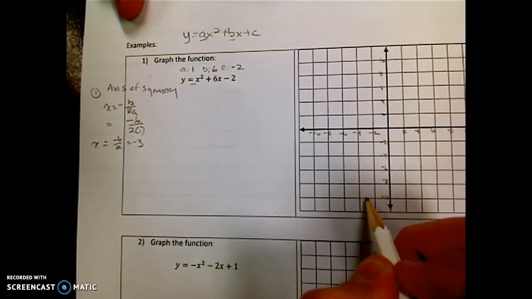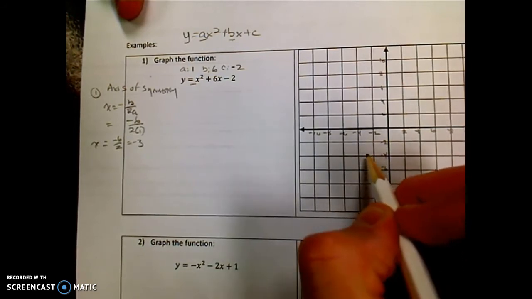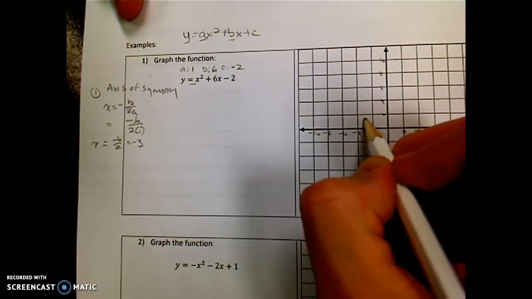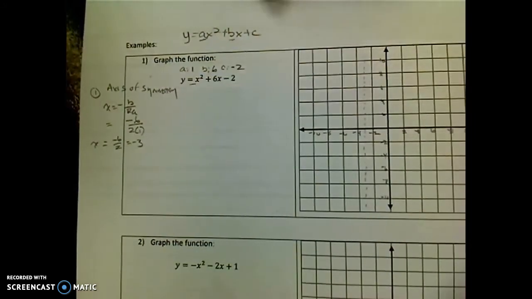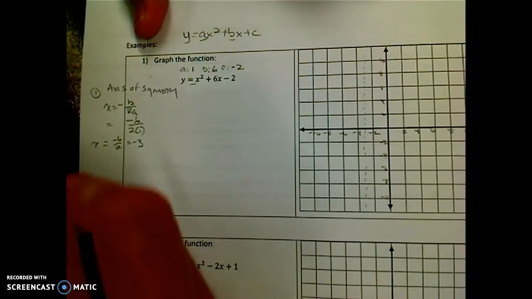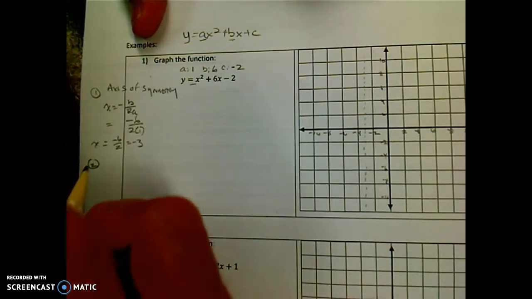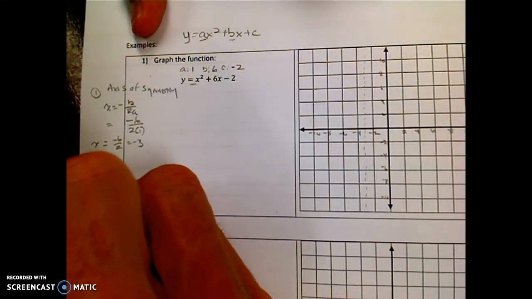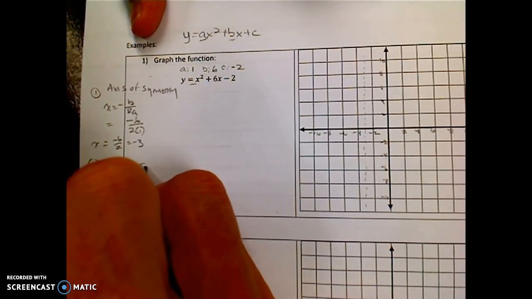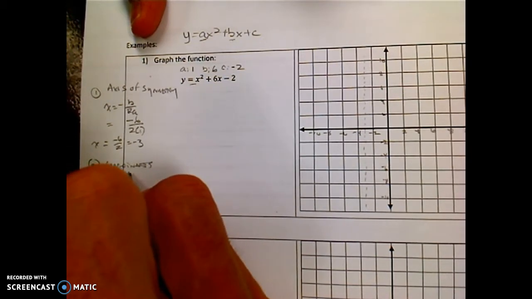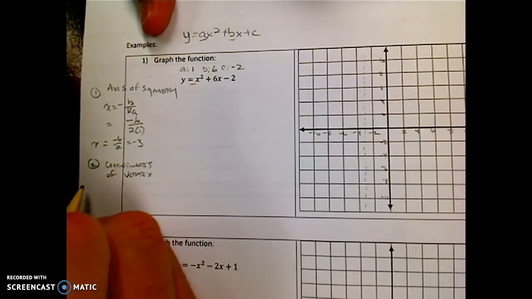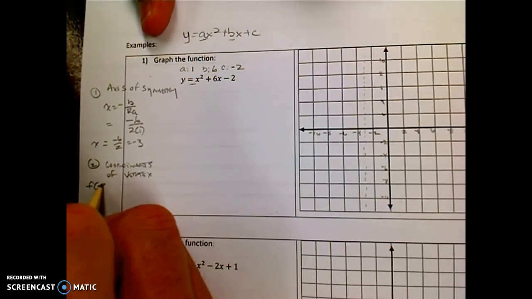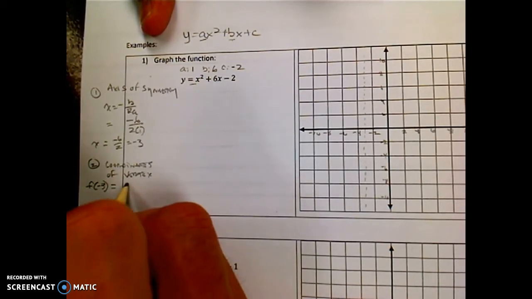And I'm going to go to my coordinate plane, and I'm going to draw in that axis of symmetry right now. I want to get a visual on this as I go to work through the graph. Second, I need to find the coordinates of the vertex. Now we know the vertex lives on the axis of symmetry, so I just need to substitute that value in. I need f of -3.